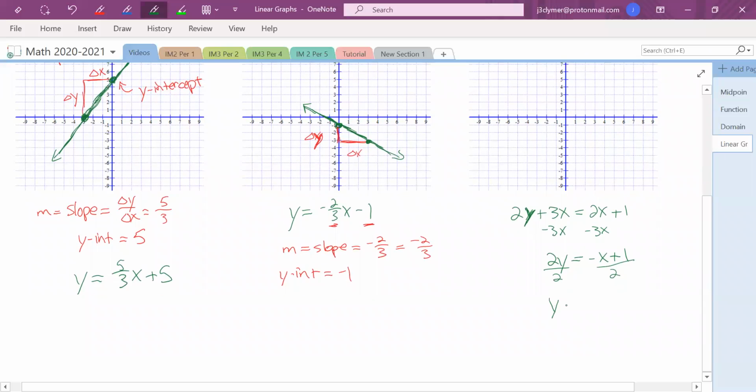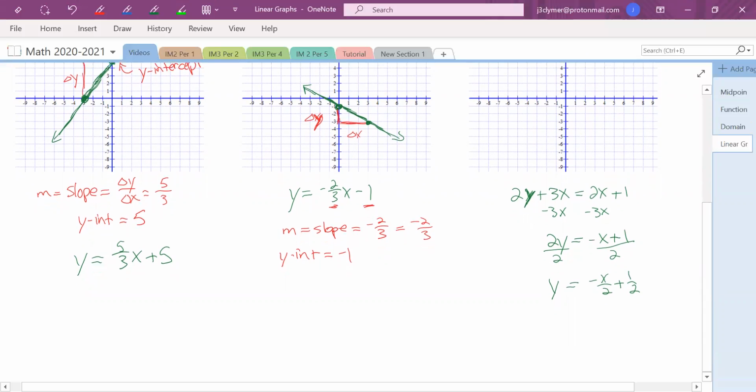So I have y over here. On this side, I have (-x plus 1) over 2. Well, that's the same thing as saying -x over 2 plus 1/2. Okay, if you have two things in the numerator added together and one thing in the denominator, you can split it up into two separate fractions. All right.